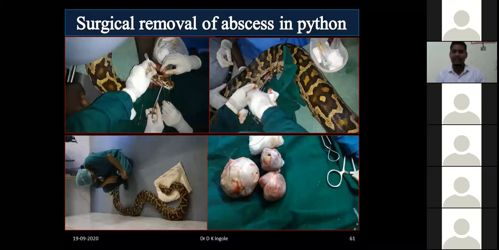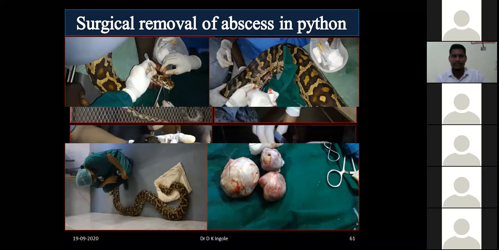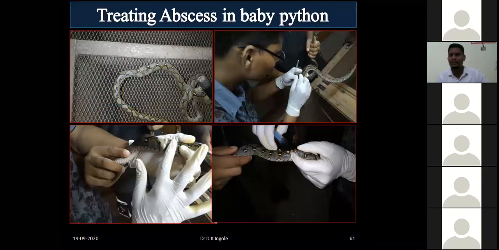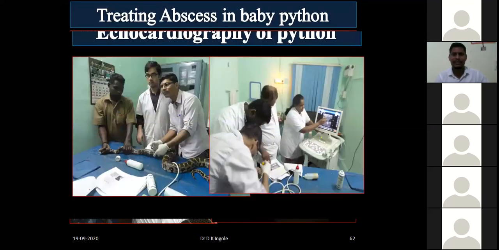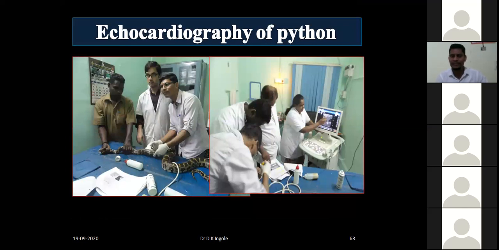Again, one more thing: reptile abscess is not like a mammalian abscess. Mammalian abscess is liquid pus, but in reptiles they have inspissated, solid pus. They have solid pus because they lack lytic enzymes, and their inflammation is mediated by heterophils and not neutrophils. So instead of neutrophils, they have heterophils. This abscess is a very common problem due to management problems. Then, with echocardiography of pythons, we can very well appreciate the blood flow and heart rate in reptiles.